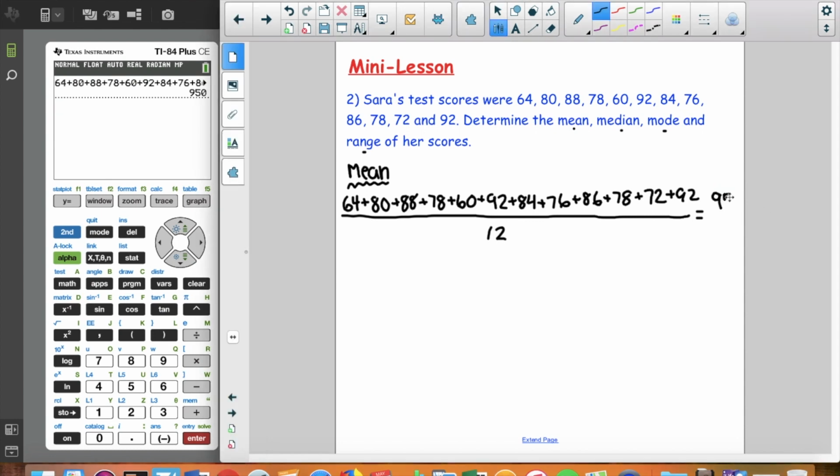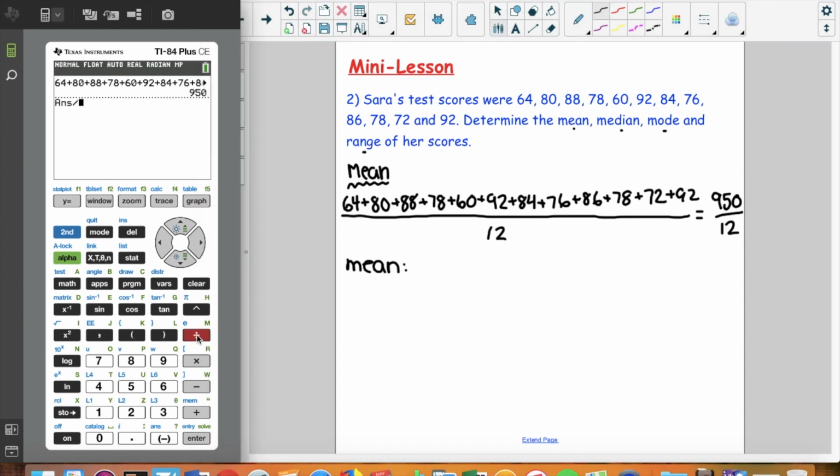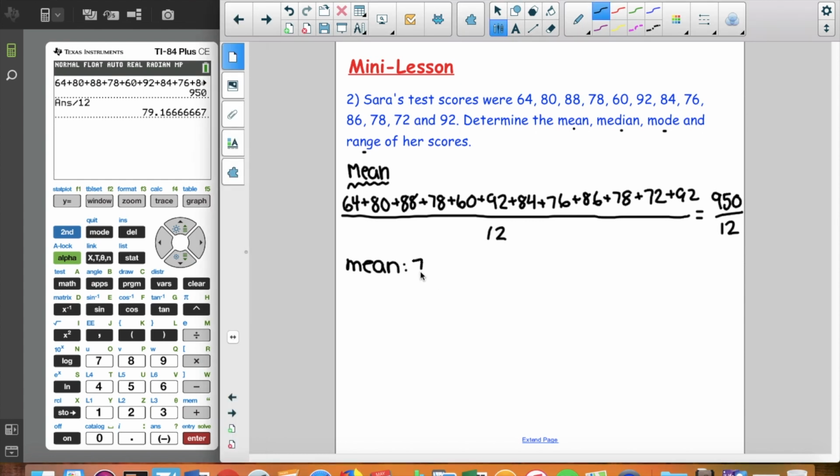So this is 950 divided by 12. So let's divide it by 12 and see what we get. So here divided by 12, and we get 79.166666667. Now, that is a decimal that goes on forever, and it doesn't tell us to round, so you can turn it into a fraction if you'd like, or you can do 79.16 with the bar on top, showing that the 6 is the number that repeats, not the 1.